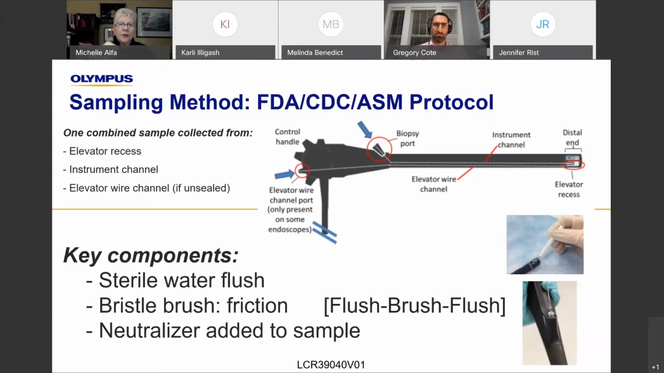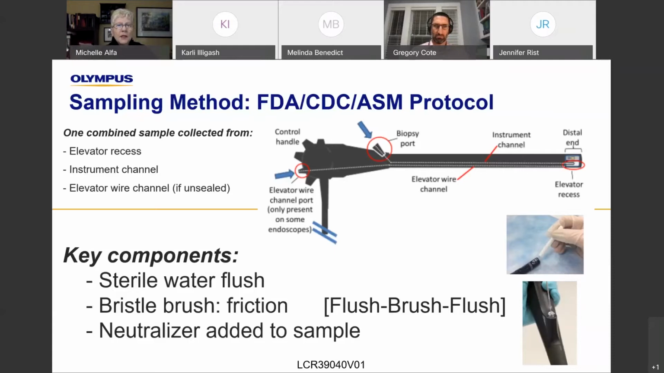So in both the instrument channel and the elevator recess, it's a flush, brush, flush approach. The objective is to extract as much material as possible. And the other key thing that is often missing in many of the other studies that have been published in past years is the neutralizer being added to the sample.